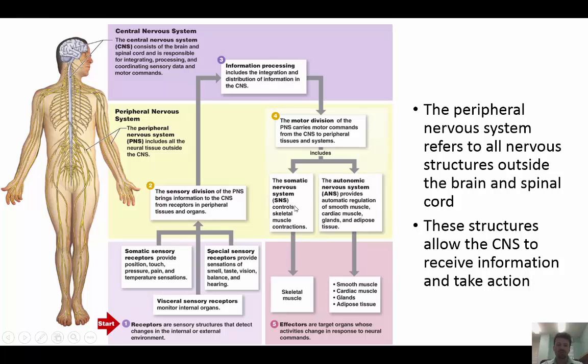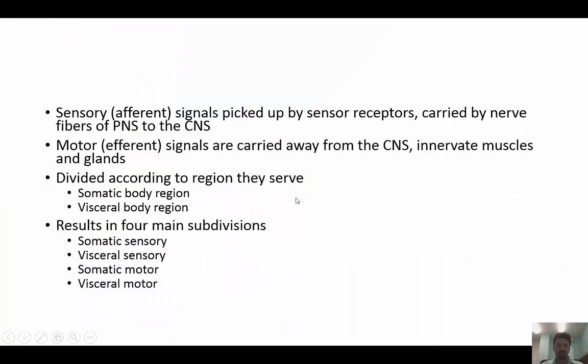So that gives you a brief overview of the peripheral nervous system. So we can say that sensory signals are picked up by sensory receptors and carried by nerve fibers of the peripheral nervous system to the CNS. And those sensory signals are sometimes known as afferent signals. Afferent means it's taking information towards the central nervous system.